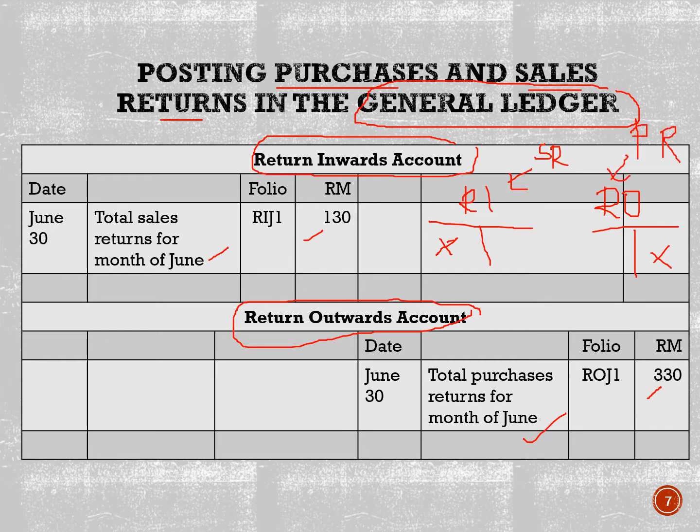So, bila kita pulangkan balik pembelian, dia terbalik daripada purchase. Purchase kalau kita beli, purchase account kita akan debit kan. Tapi kalau ada kita kena pulangkan barang, kita kena credit kan. So, dia berlawanan dengan purchase account dengan sales account.